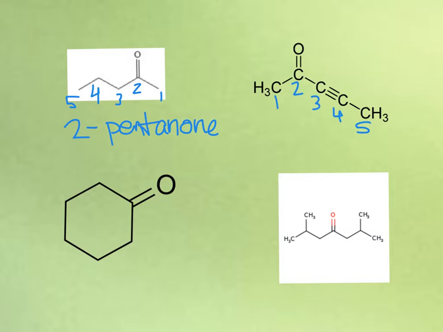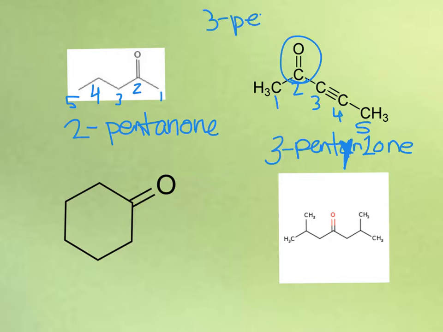I'm not going to have enough room. Let me rewrite that over a little further. So pentanone. But we need to indicate where the triple bond is. It's actually not a pentane. It's going to be a pentyne. My carbonyl group is on position 2. And my triple bond is on position 3. So let me rewrite that. So we've got 3-pentyne, and then we have 2-one for the ketone, that carbonyl group.